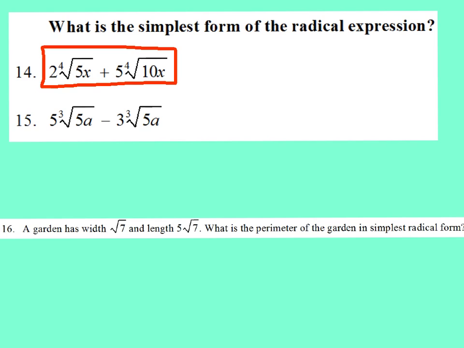Looking at number 15, however, we're in better luck here. We have 3 as our index, and we have 5a and 5a. So our like term is the cubed root of 5a, so we're going to keep that. We're going to keep that cubed root of 5a, your like term, and we're just going to say 5 minus 3, and we get 2, and that goes on the outside since it was on the outside. So here's our final answer.